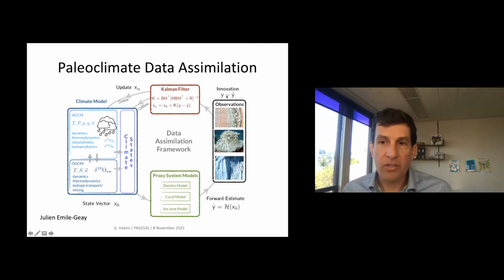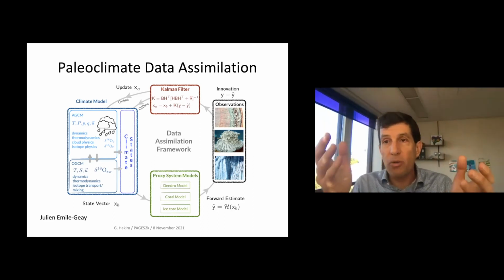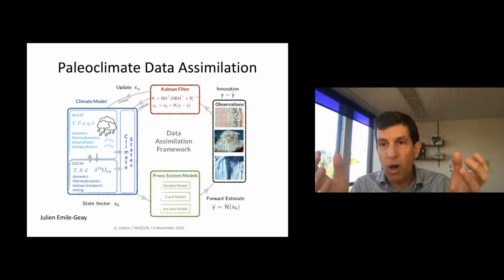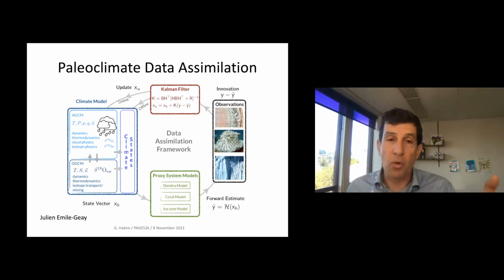Given the error statistics of that and this prior error, the Kalman filter or the particle filter or whatever you're using is weighting those two things against one another. And that's why these error estimates are so critical. How much weight do we put on this innovation, the new information from the proxies, versus how much we knew before, that is, from the prior estimate of the climate model?